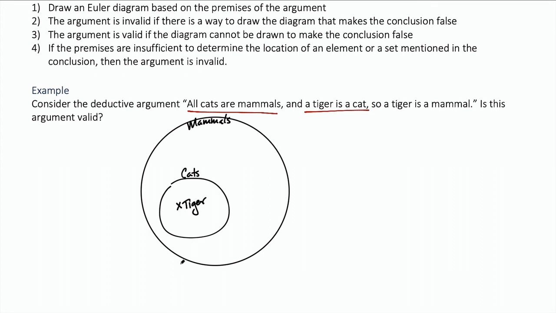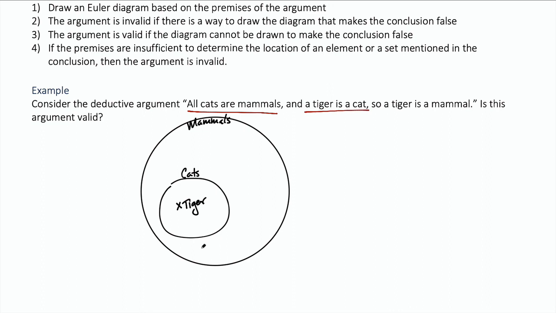Now the question is, does my conclusion follow, or could I draw this in a way where my conclusion doesn't follow? Okay, a tiger is a mammal. Well, this is essentially saying that the tiger is inside the mammal circle. Well, yeah, the tiger is in the mammal circle because it's in the cat circle, which is in the mammal circle. There's no way to draw the tiger inside the cat circle and the cat circle inside the mammal circle without the tiger being in the mammal circle.